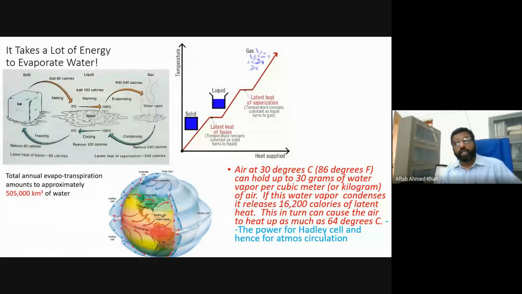And look at this. This air at 30 degrees centigrade can hold up to 30 grams of water vapor, I mean to say. So if you allow this water vapor to condense, then it will raise the temperature of that particular parcel of air by 64 degrees centigrade. Now, what is its role?